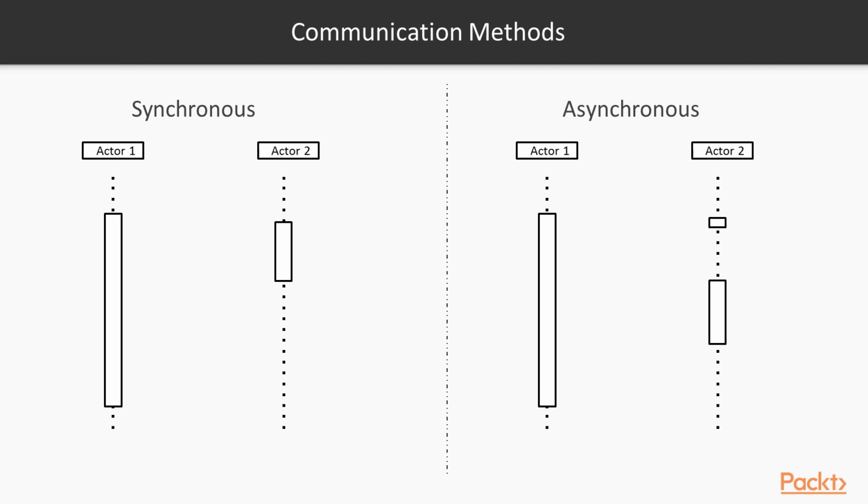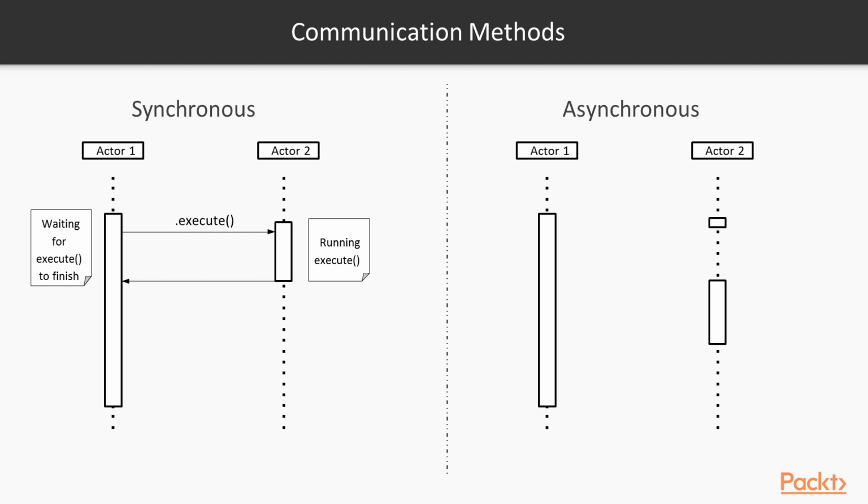We'll use the generic term actor here, which can mean a thread, a process, or a server, but you can think of actors as services deployed to different machines. In a synchronous model, an actor makes a request to another actor and then has to wait for the response until it's able to execute something more.